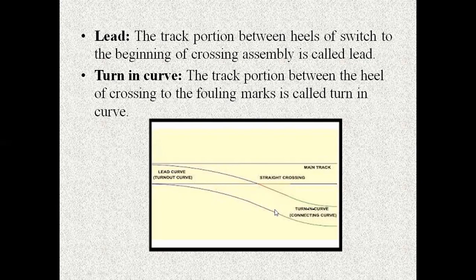Here you can observe the connecting curve from the main track to the branch track where the turnout has been placed. Here we are placing check rails, and there is a tongue rail here.